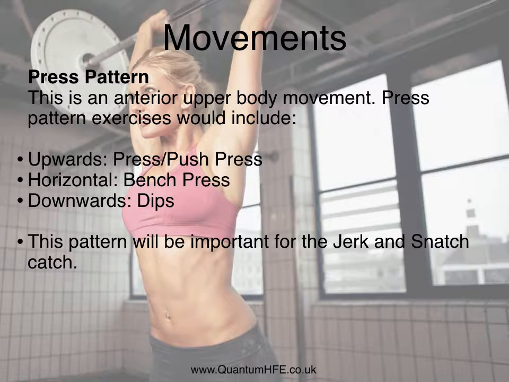Now the press pattern is an anterior upper body movement, so press pattern exercises would include pressing upwards, so our strict overhead press or push press would be examples of that movement. Horizontal pressing would be things like bench press, which obviously we haven't really covered under the weightlifting aspect, and downward pressing would include exercises like dips. So this pattern in particular is going to be important for both the jerk and snatch catch positions, which is why we want strong pressing muscles.